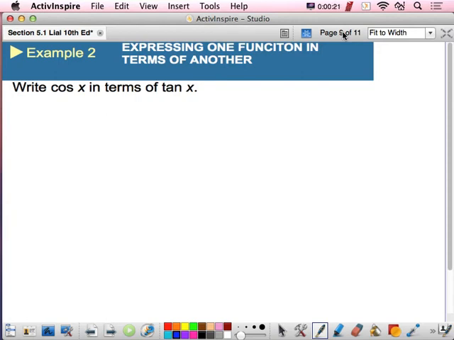So what that means is at the end, I want to have cosine by itself on one side, and the right side have no other trig functions other than tangent in it. Okay? So you first have to choose a place to start. You have a couple of options. We could start with the reciprocal identities, but that would only take me from tangent to cotangent or from cosine to cosecant. We could use the quotient identities.